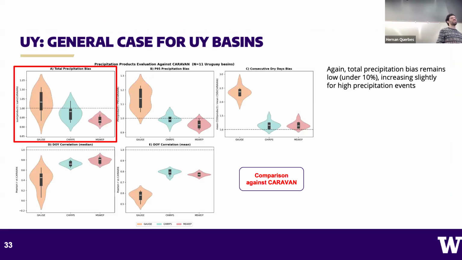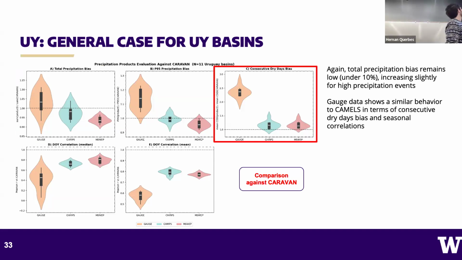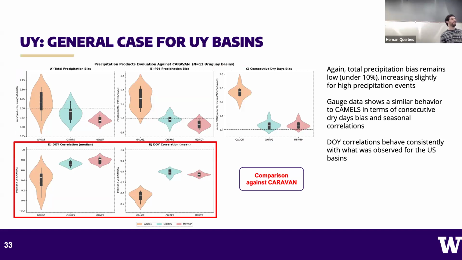So now, what's the general case for the Uruguayan basins? As you can see, the total precipitation bias is still not that far from 1, so it's less than 10%. That's not too alarming for us. But again, when we look at the length of these periods without any rain, we see that those periods are larger for the 3 datasets when compared to CARAVAN. And also the correlation, so the timing of the precipitation, is really different to CARAVAN. So now, how does this translate when training models for Uruguay?